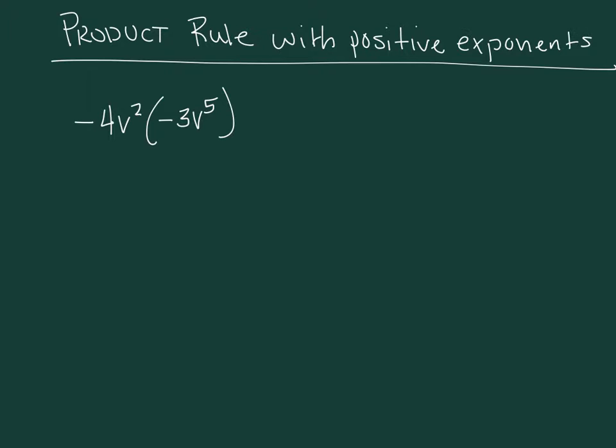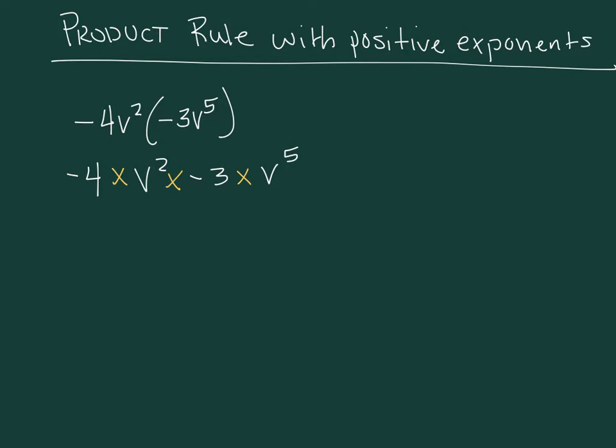So if I were to rewrite this, it would look like -4 times v squared times -3 times v to the fifth. Okay? So this just became an entirely new looking problem. It's still the same, but we know that everything is multiplied together, so we just write in the multiplication signs. All right? Now we've got this structured.